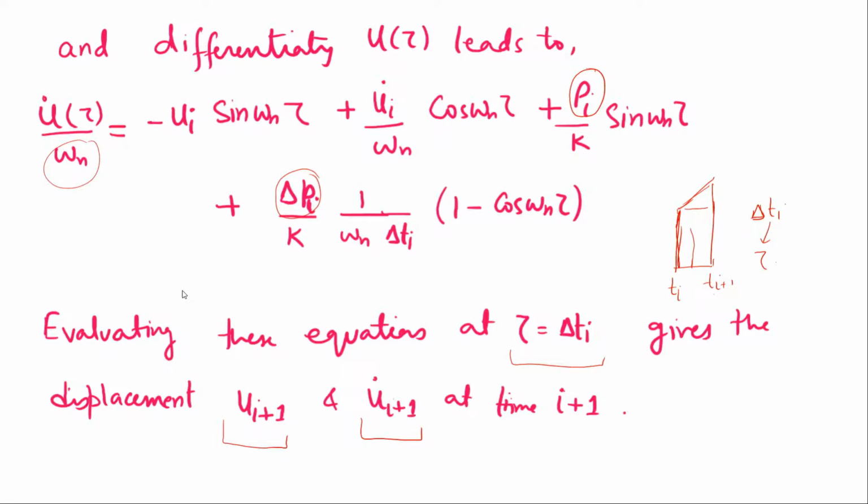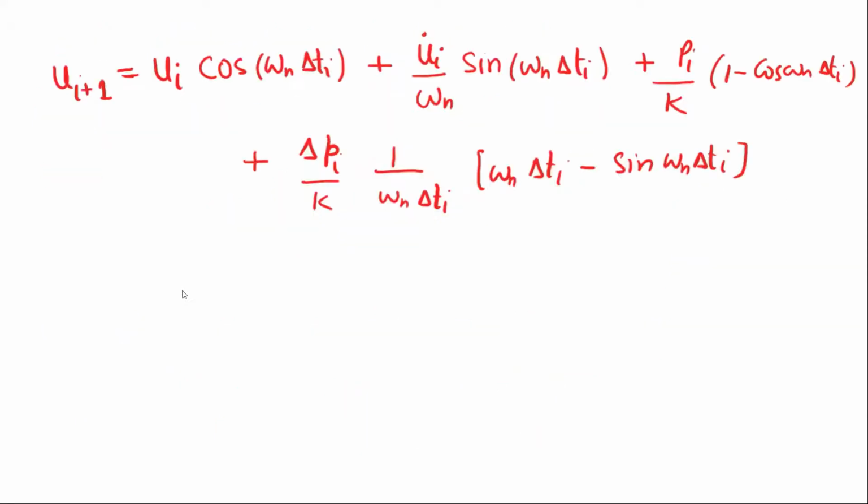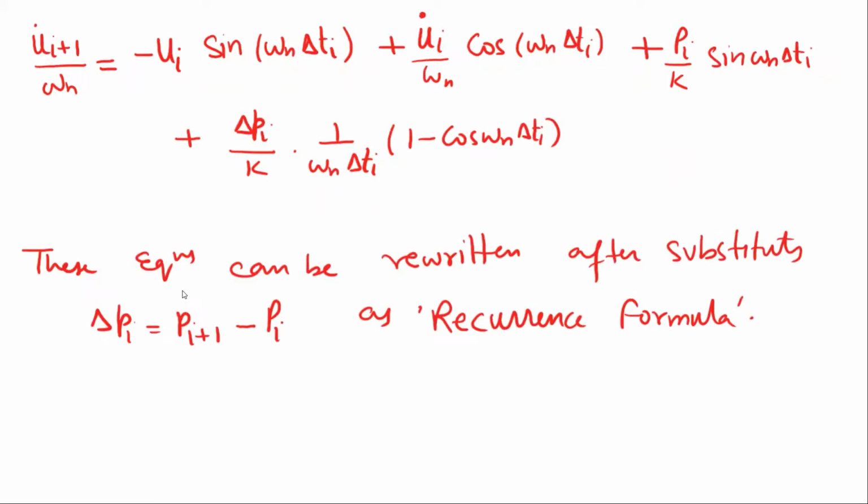So we basically want to find ui plus 1 and u dot i plus 1 at time i plus 1. So u at i plus 1 is ui cos omega n del ti plus this value, and for u dot i plus 1 we have taken common again, upon omega n, we will solve these and get these values. So these equations can be written after substituting del pi, that is pi plus 1 minus pi. And we will rearrange it, so it will become the recurrence formula.